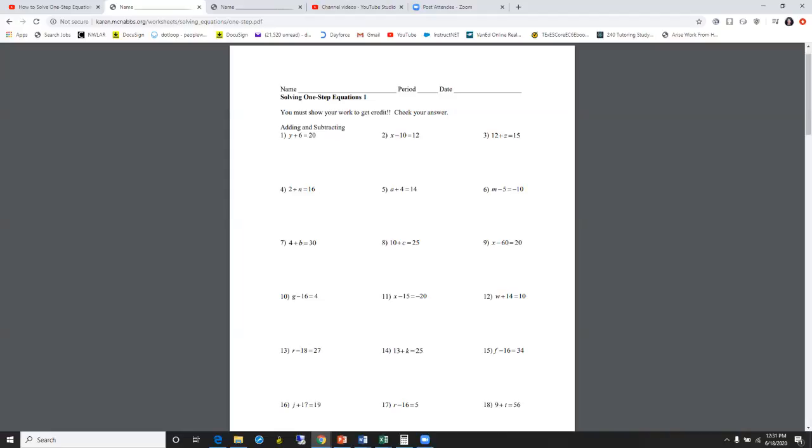So I know I have a negative 10 here. I'm going to put a positive 10 on the opposite side. But I have a negative 10 and a positive 10, so we're going to cancel that out. Now we have x equal, and we have 10. So we have x equal to 10.